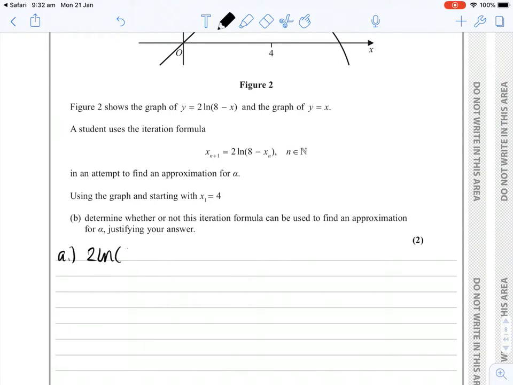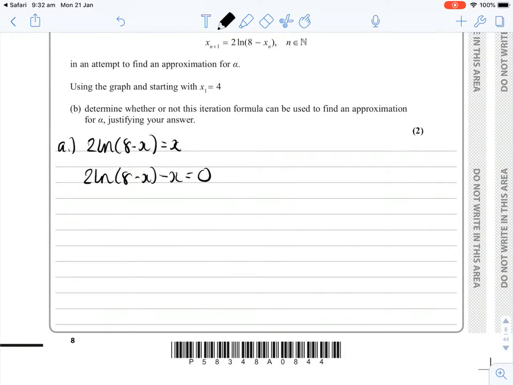2 ln(8 minus x) is equal to x. So rearranging that, we get 2 ln(8 minus x) take away x is equal to 0. So if we call that f of x, then we can say that f of 3, by subbing that value in, will give us a value of 0.22. f of 4 will give us a negative value of minus 1.23.